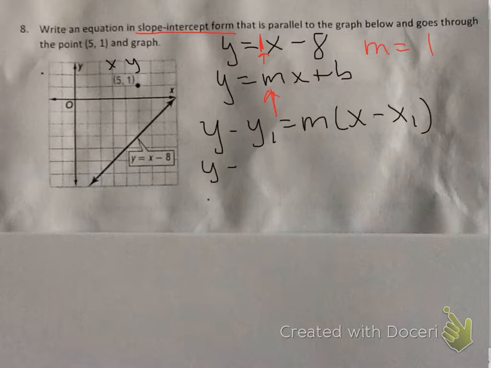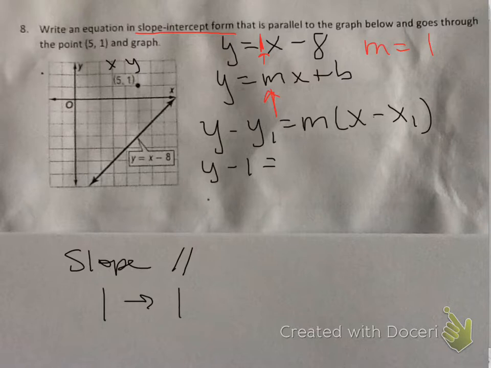We've got y minus 1 equals, and my slope is 1. Now remember, we're wanting parallel. When you have slopes that are parallel, that means they're going up and down at the same rate. So if one slope is 1, my other slope will be 1. If they're perpendicular, then it's the reciprocal and the opposite. So if I had a 1, that's like saying 1 over 1, and that's a positive, so then I would change it.